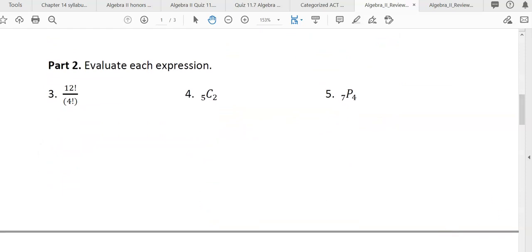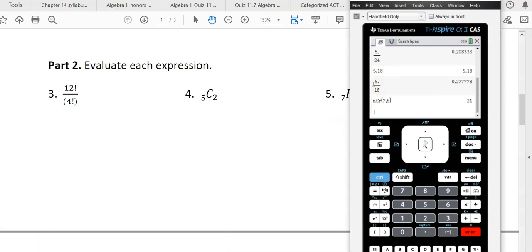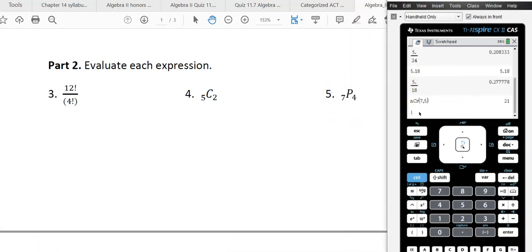Now, expressions. You're definitely going to want to get a calculator out for this one. So you hit Control Divide, 12, whoops, 12 exclamation point is down here, and then over 4 exclamation point, and you get 199,584,000. So 199 million. Wow, pretty big.